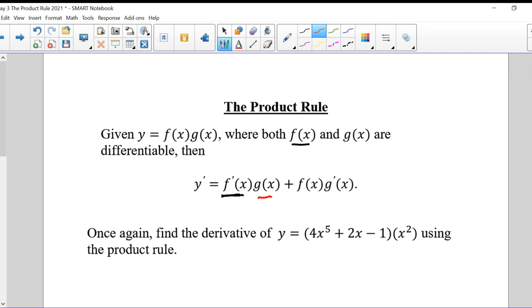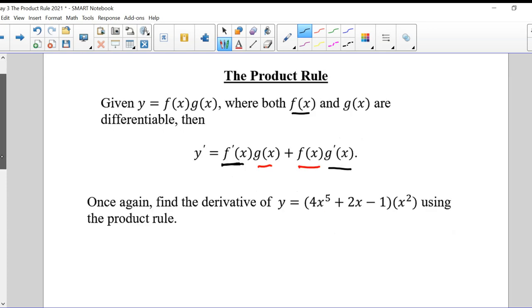The first one is derived, so I'm going to derive the f of x, and I'm going to multiply that by the underived second function. I'm not going to do anything to the second function. Then I'm going to flip that around. I'm going to take the first function and not derive it. So this function is now not derived anymore. Then I'm going to multiply it by the derived second function. Then I'm going to sum those two things together. That's what the product rule says.